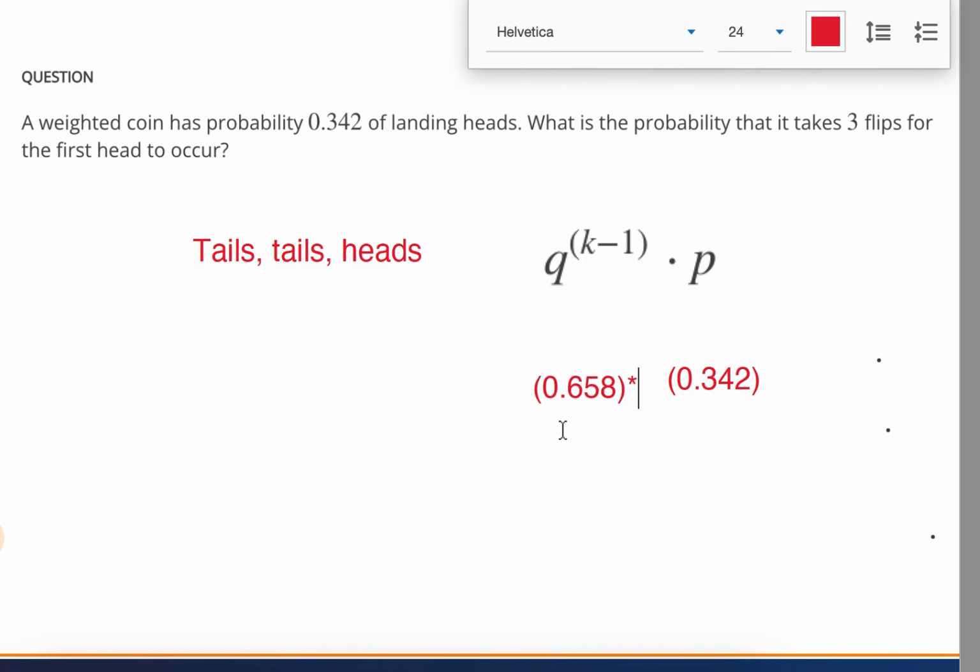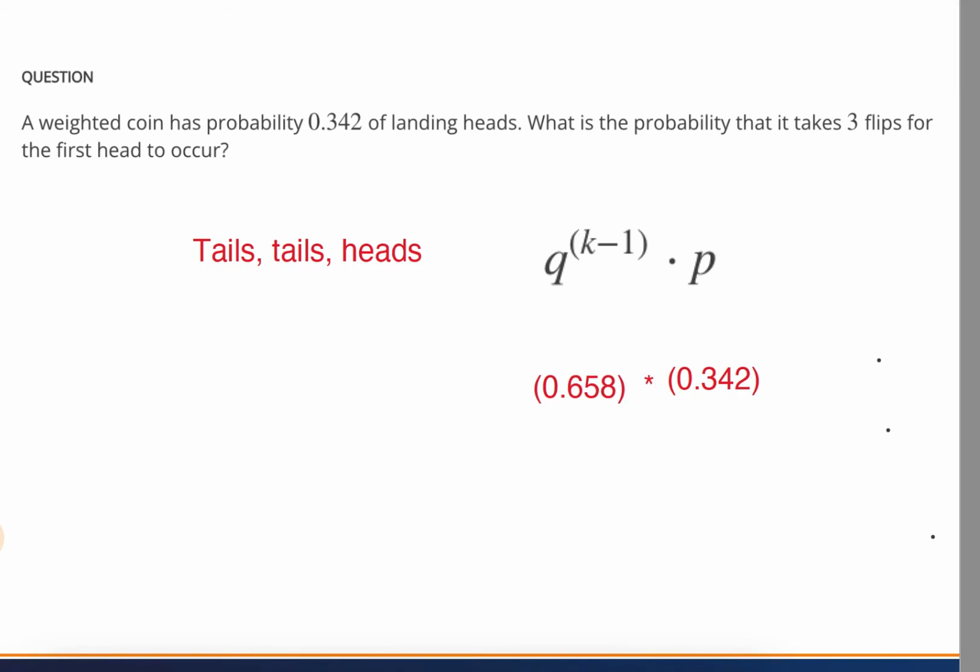Sorry, those aren't in line, but we need to multiply those. And then we have an exponent because it's k minus 1. So k is the number of times it takes to run the experiment until you get what you want. So 3 minus 1 up here. So in other words, it's 0.658 to the second power times 0.342.